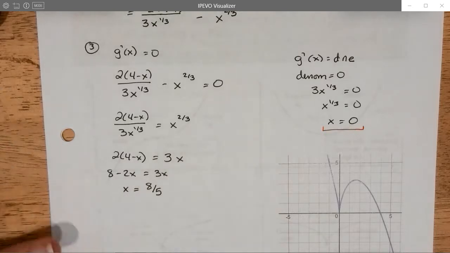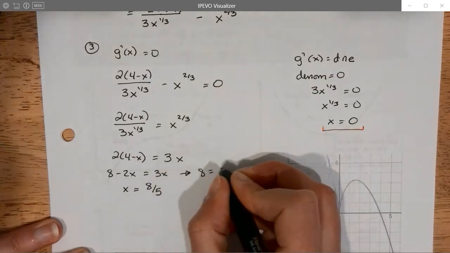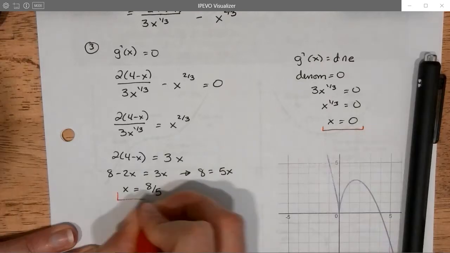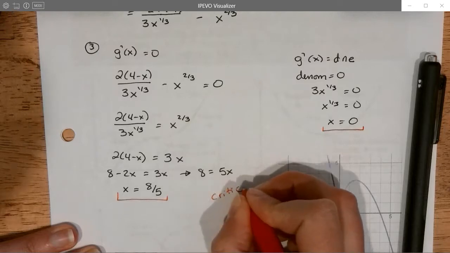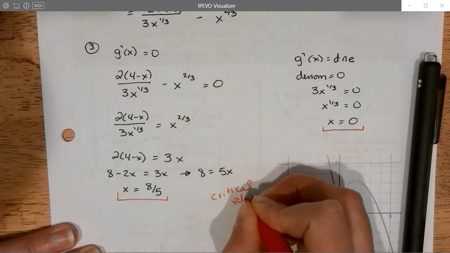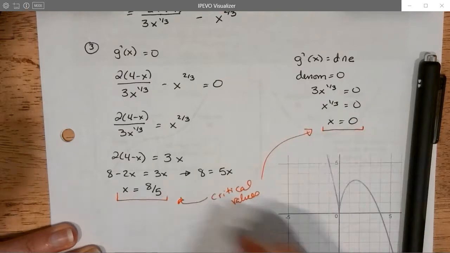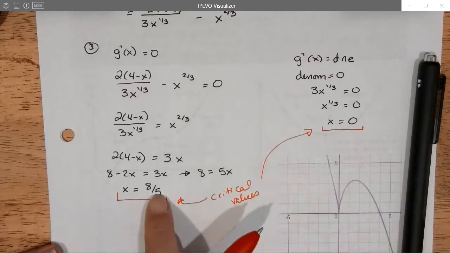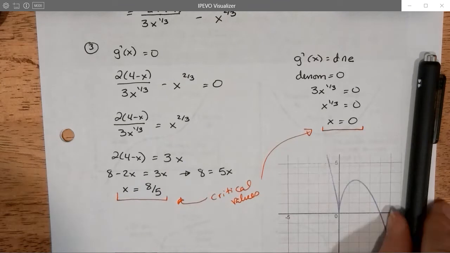Okay, again, I can write my extra step in here, that's 8 equals 5x, and then divide by 5. Alright, so we have critical values. There are 2 of them. We have 8 fifths and 0 as our 2 critical values. One was found by setting the derivative equal to 0. One was found by finding where the derivative fails to exist.